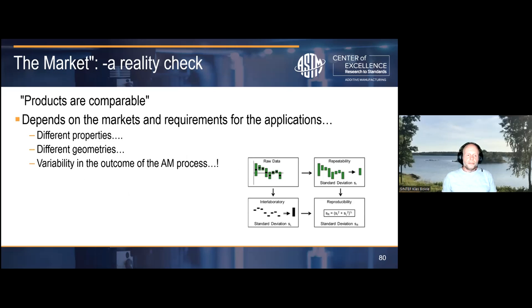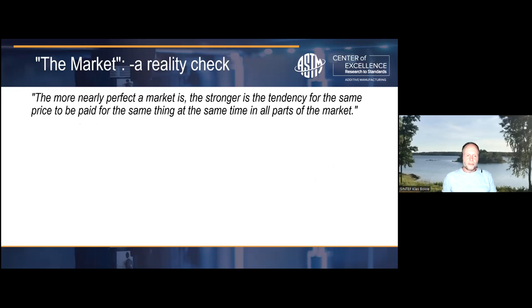Products are comparable. Well, it depends on the market requirements, of course. There are different requirements, different properties. There are different geometries that are needed. And there is, of course, variability depending on the AM process. Do we have the same calibration of similar machines? Will we have the same results? All of this needs to be standardized and controlled by standards. And there's a lot of things to be done there. So they need specifications and definitions for all parts of this.